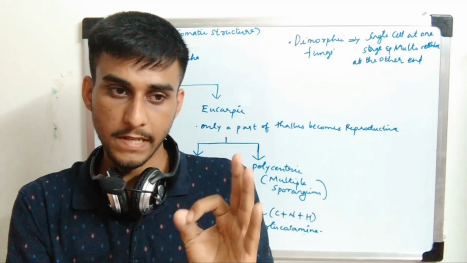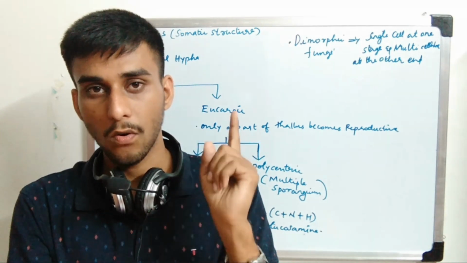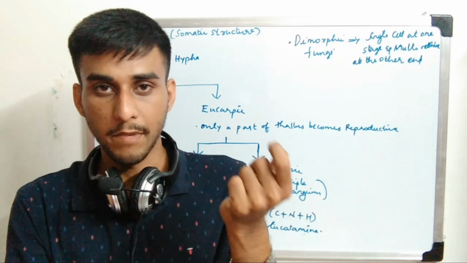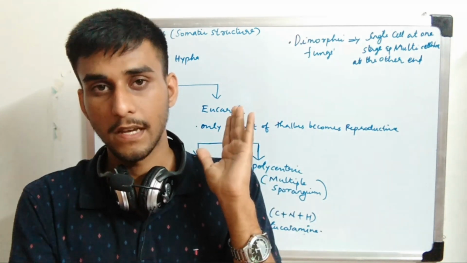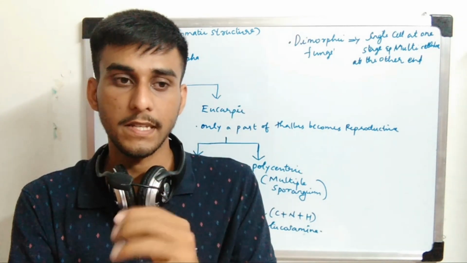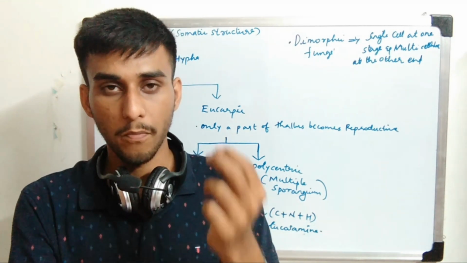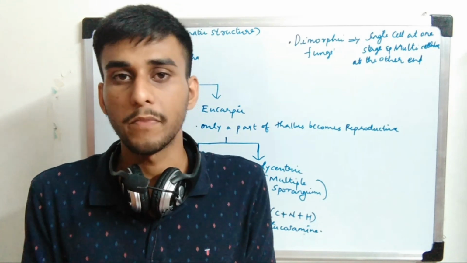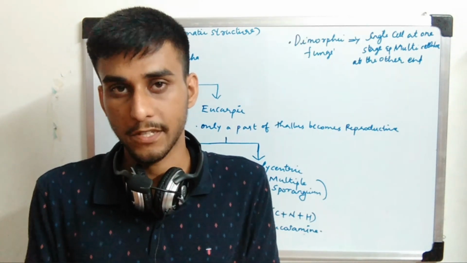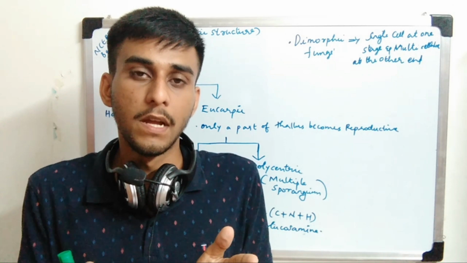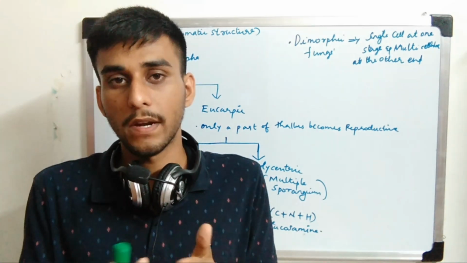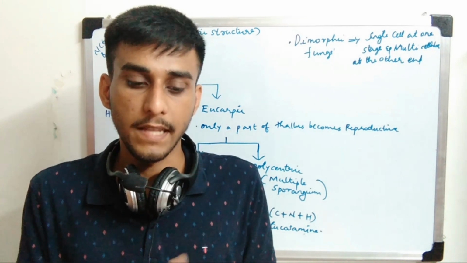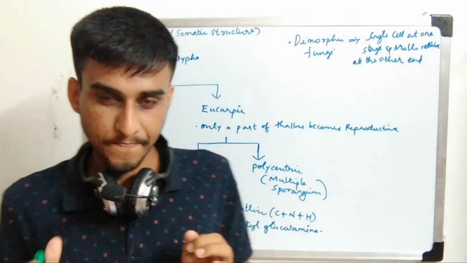In asexual reproduction, only one parent is required, and the offspring formed will be similar to the parent. In the case of sexual reproduction, there will be some genetic changes. There will be a combination of both the parents, and dissimilar copies may be formed. Not exactly the same, but a different genetic makeup can be seen in the offspring of sexual reproduction.